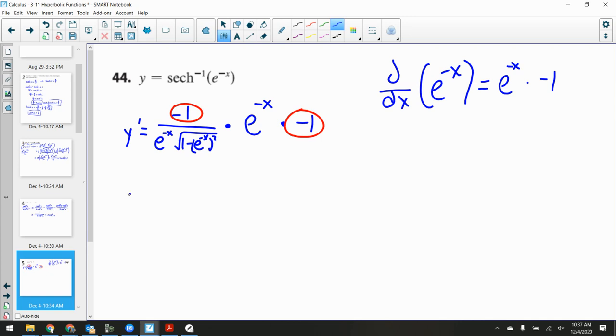So I'm left with y prime equal to e to the negative x on top over e to the negative x times the square root of 1 minus e to the negative 2x. And then I can cancel out the e to the negative x's. So 1 over the square root of 1 minus e to the negative 2x. And I believe, yep, that's what I had in mind.